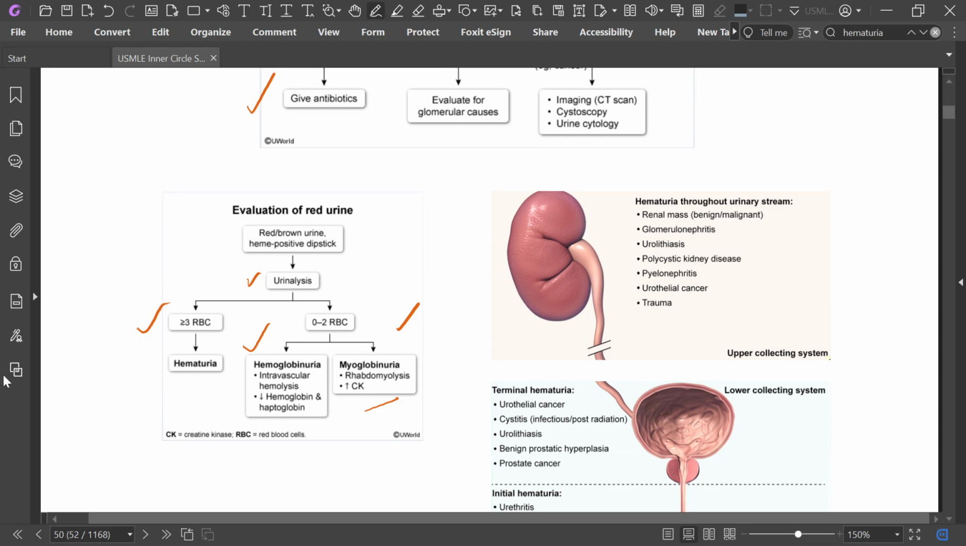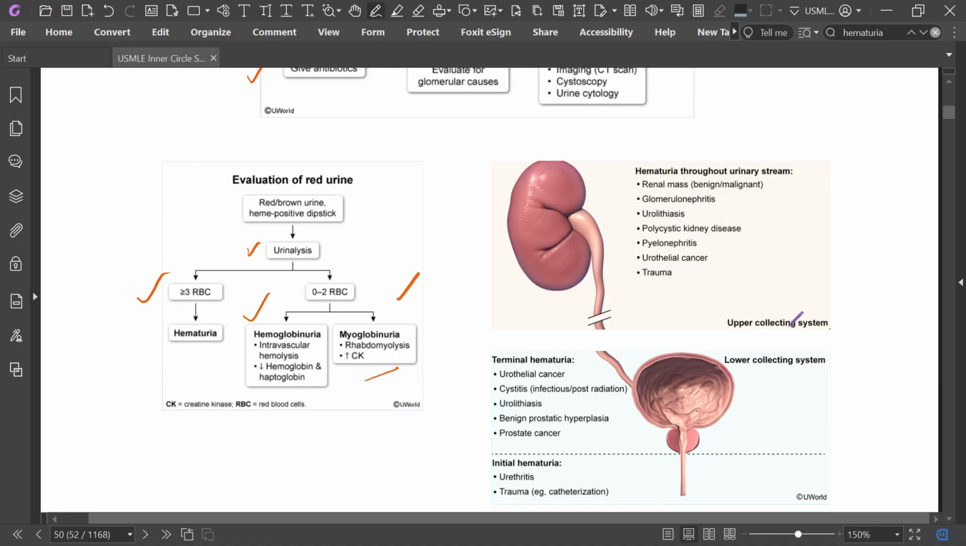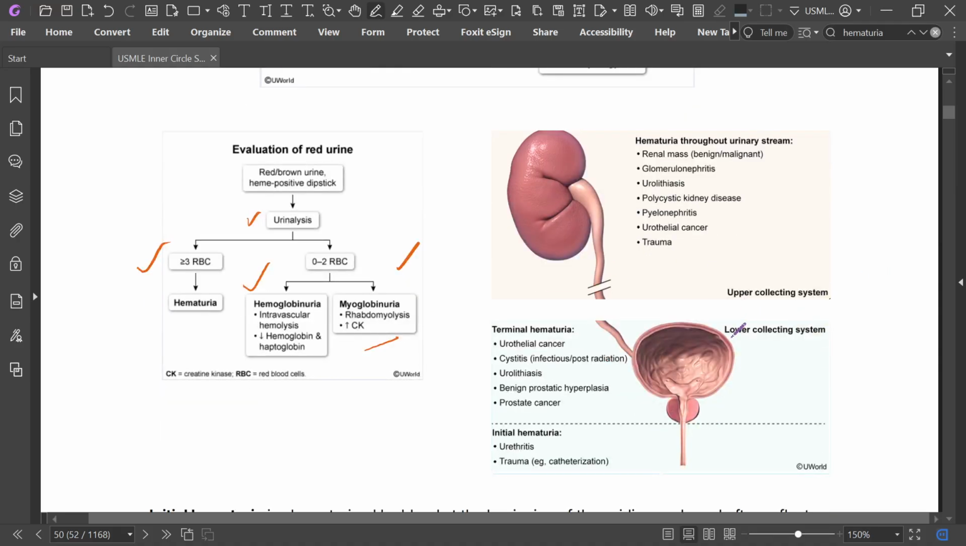Okay, now look here. Hematuria throughout the urinary stream may be due to renal mass, benign or malignant, glomerulonephritis, urolithiasis, PKD, pyelonephritis, urothelial cancer, and trauma. So if the hematuria is throughout the urinary stream, it should be the upper collecting system. In the lower collecting system, it should be terminal hematuria.